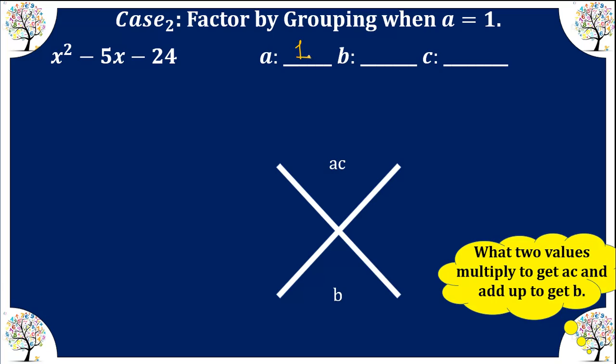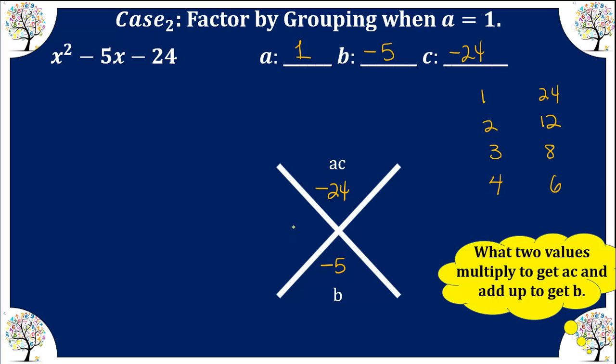A is 1, B is negative 5, and C is negative 24. Our graphic organizer, A times C, our linear coefficient is negative 5. It goes on the bottom. Our B value is negative 5. So let's list the combinations. And again, we're going to have some negatives involved.